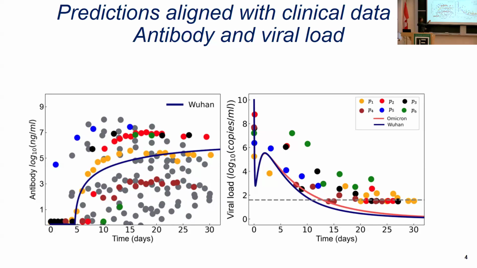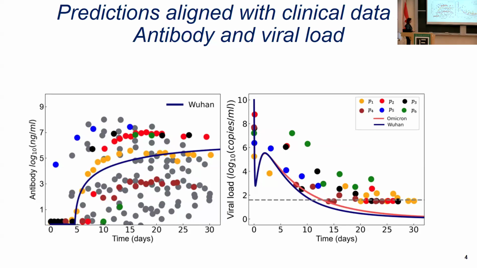If you look at this paper, it shows that our model is in good agreement with the data. As well, we compared with the viral load, where we had only 6 data points. Then we compared with Wuhan and Omicron, and we can see that for Omicron, viral load is a little bit higher than for Wuhan.